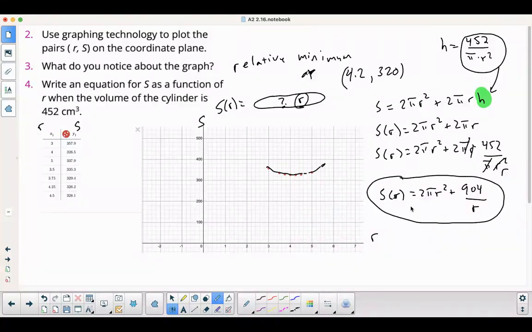So this is S as a function of R. Let me erase that and make it a little neater. S of R equals 2 pi R squared plus 904 over R. So I only have R in the equation. Now what we notice, about our learning goal, is that we have a rational function here. This 904 is just a constant, and a constant is a polynomial of degree 0. So that 904 is a constant divided by another polynomial, which is linear, just R to the first. So that makes it rational.